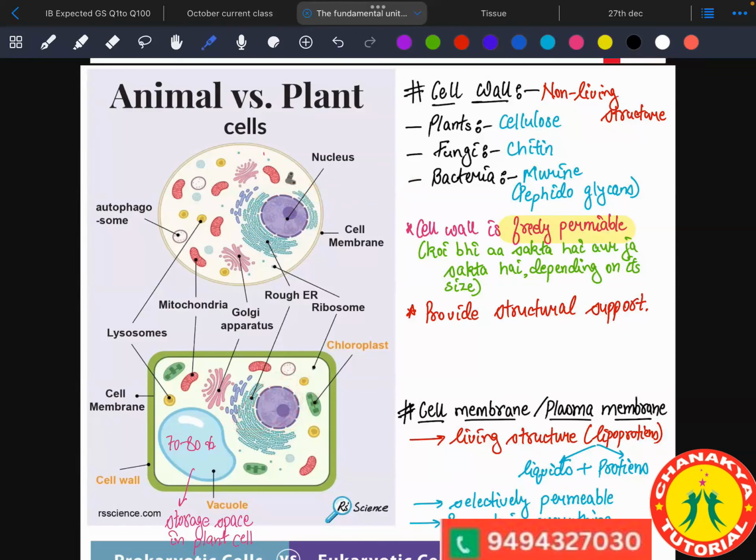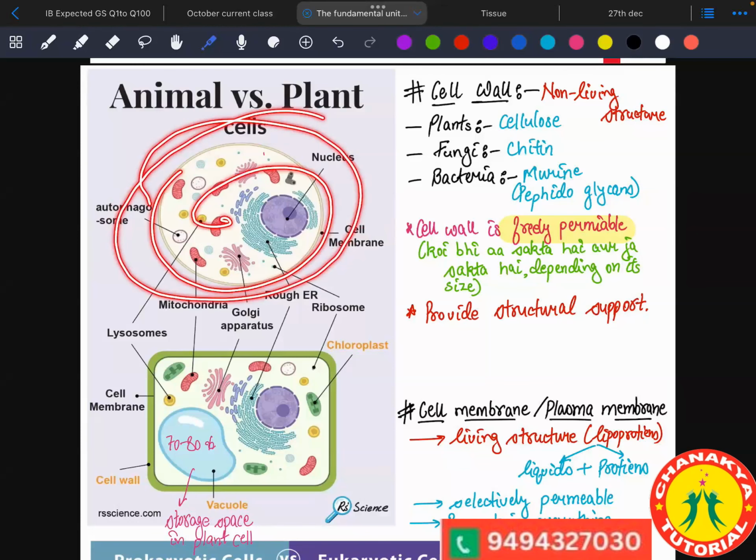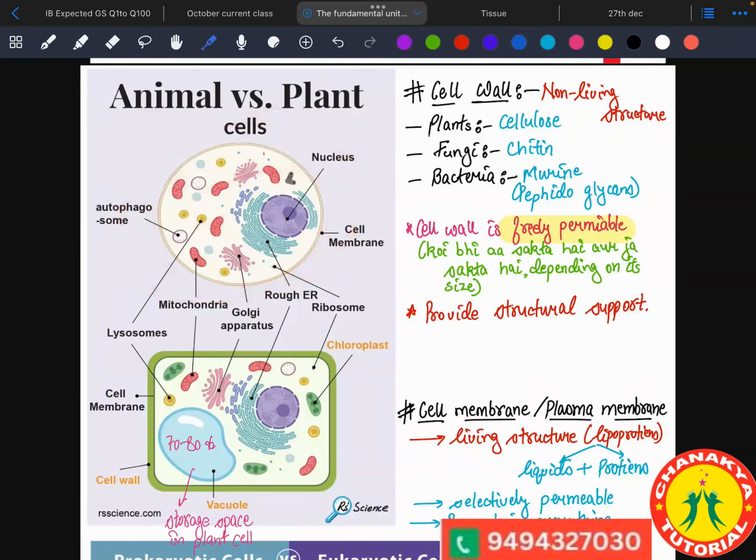You can say this in the differences between animal and plant cells in the exam. You can clearly make this diagram. This is a general diagram which is present in our NCERT also, 9th, 10th NCERT, that the cell may be depicted like this. The difference between animal cell and plant cell is that the plant cell contains a cell wall, whereas the animal cell does not contain a cell wall.